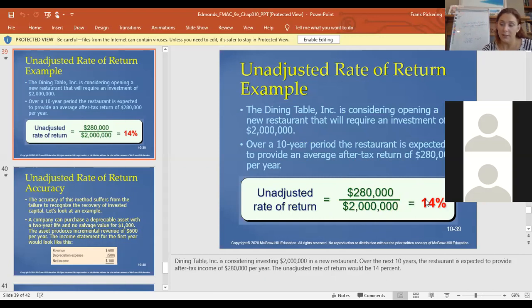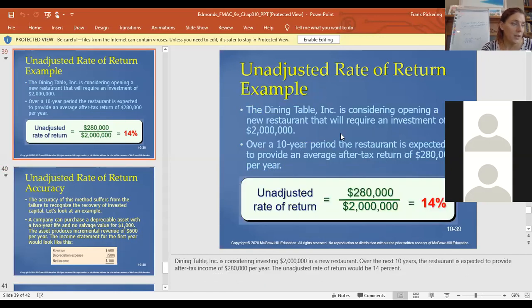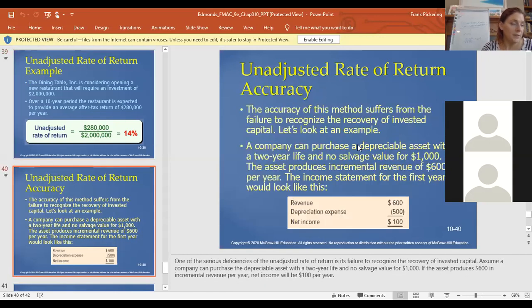I don't know what y'all are getting in your checking and savings account right now, but it's pretty much like 0.0%. So 14% isn't bad. Now, here's the fun thing about that.